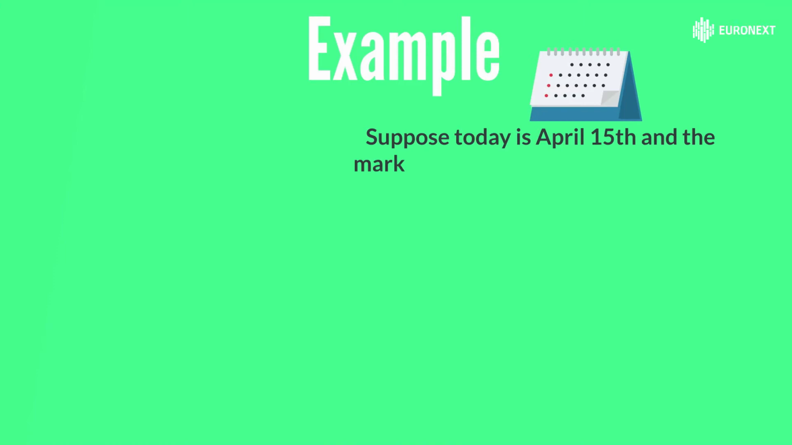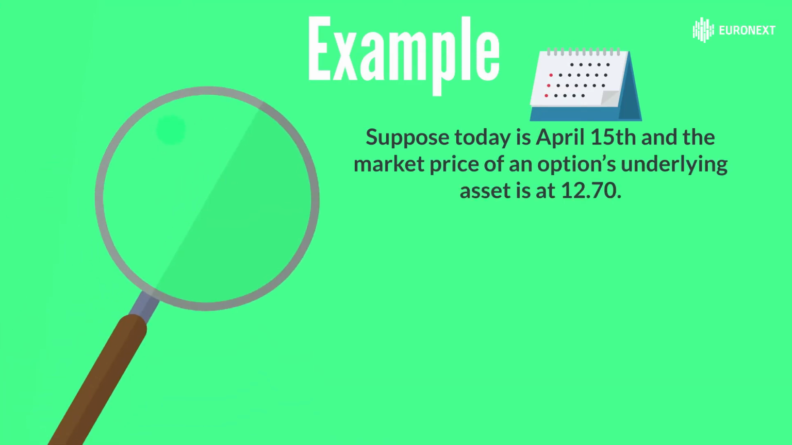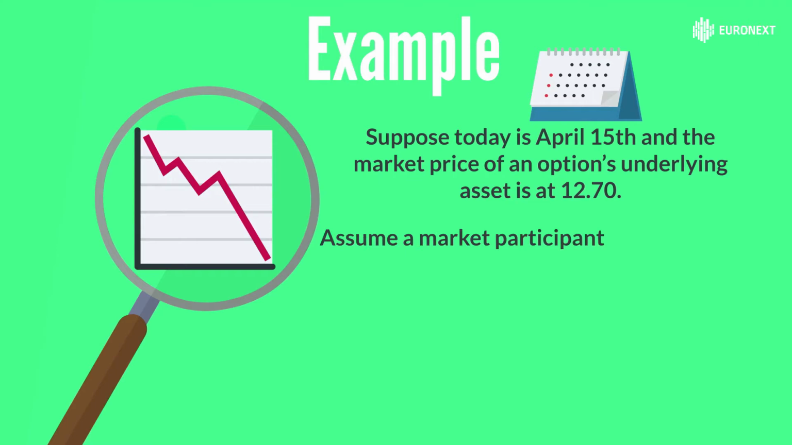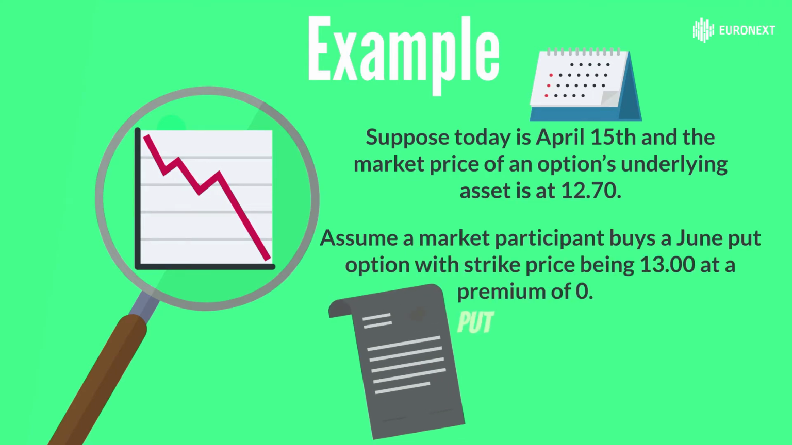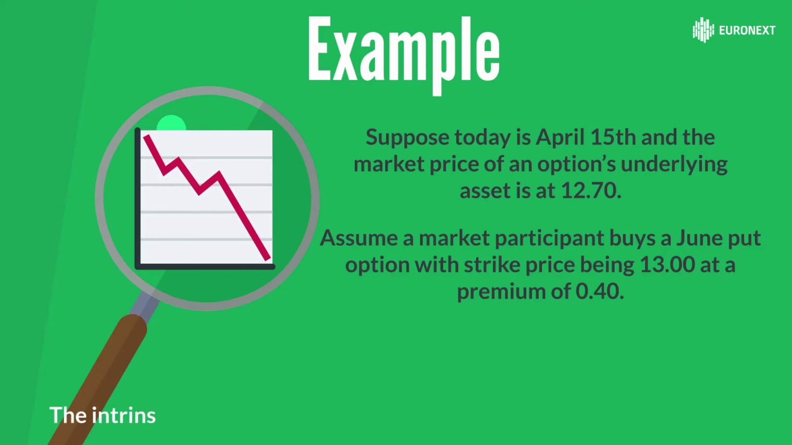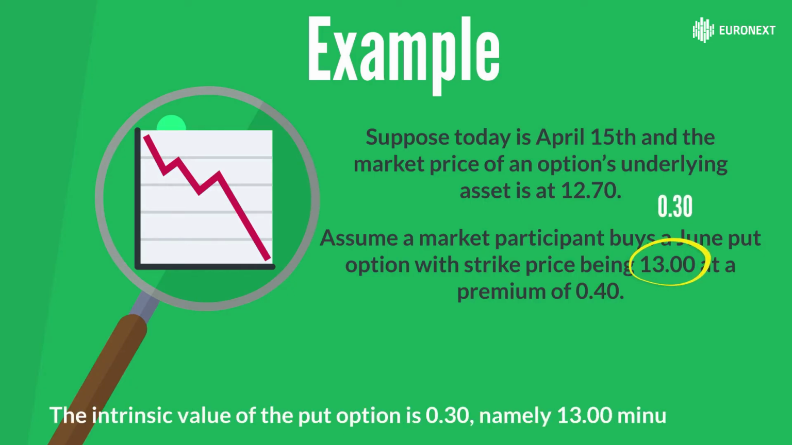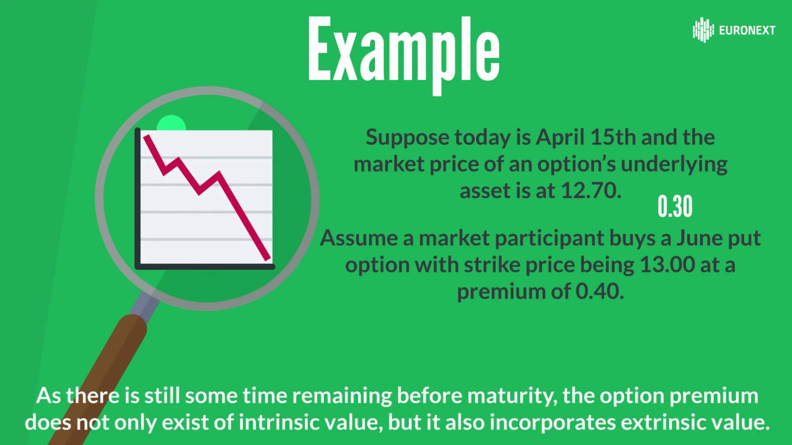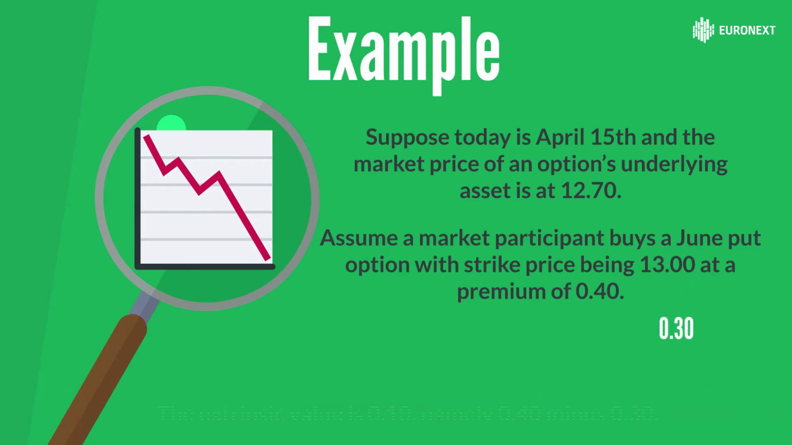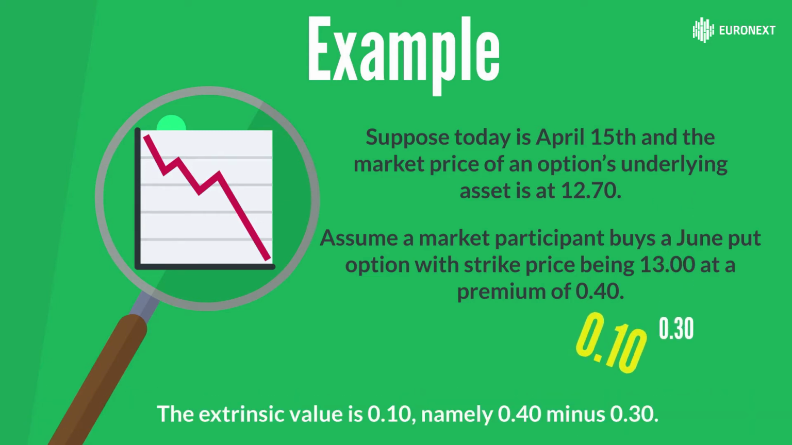Suppose today is April 15th and the market price of an option's underlying asset is at 12.70. Assume a market participant buys a June put option with strike price being 13 at a premium of 0.40. The intrinsic value of the put option is 0.30, namely 13 minus 12.70. As there is still some time remaining before maturity, the option premium does not only exist of intrinsic value, but it also incorporates extrinsic value. The extrinsic value is 0.10, namely 0.40 minus 0.30.